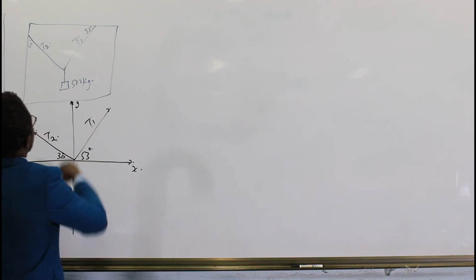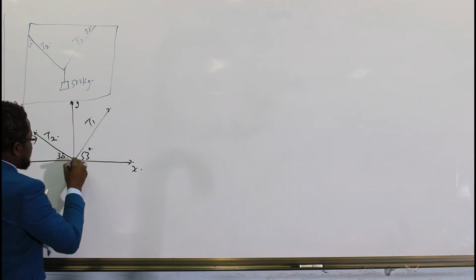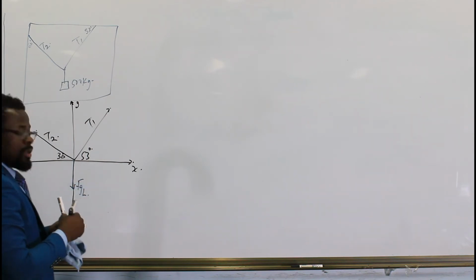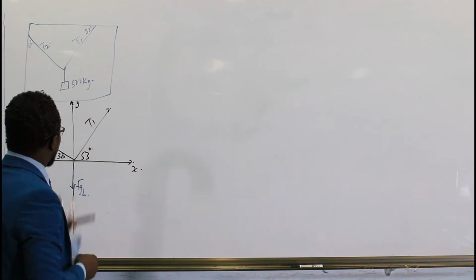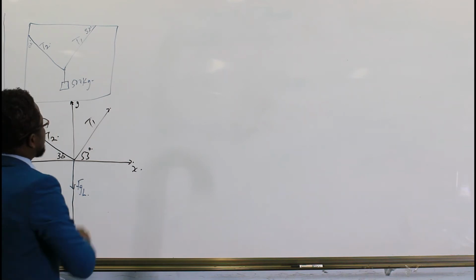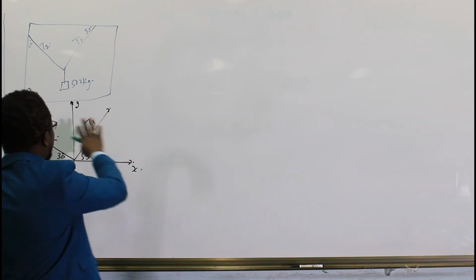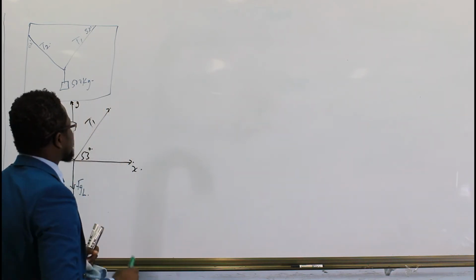The weight of the object will be acting downwards here. That is the weight. So let's call that one FG load. Okay. So we have the FG load on this point here. We need to solve this problem. This is the free body diagram. If you have gotten the free body diagram for this, now let's see how we can solve the problem.